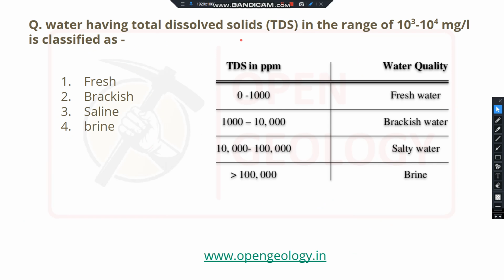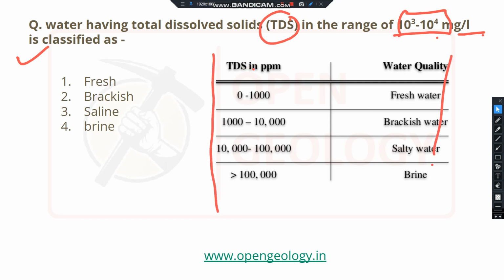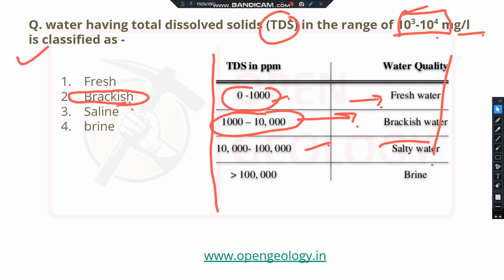Then, water having total dissolved solids, TDS, in the range of 10 to the power 3 to 4 milligram per liter is classified as? This is the simple water classification. Here is the table. If we have TDS of 0 to 1000, we call it fresh water. 1000 to 10,000, we call it brackish water. So here 10 to the power 3 to 4 comes under brackish water. Now 10,000 to 1 lakh we call salty or saline water. If more than 1 lakh TDS, we call it brine.